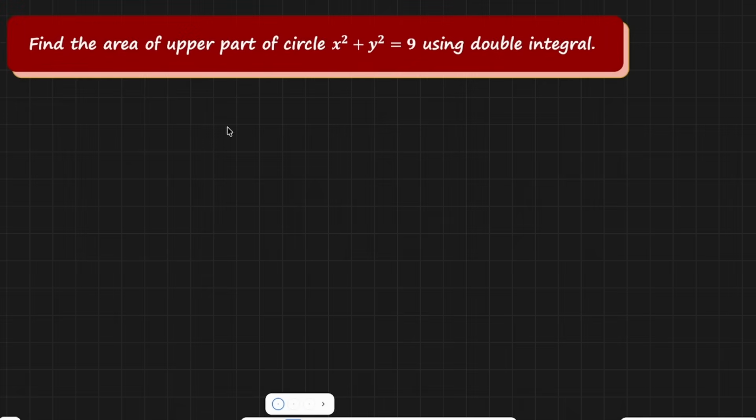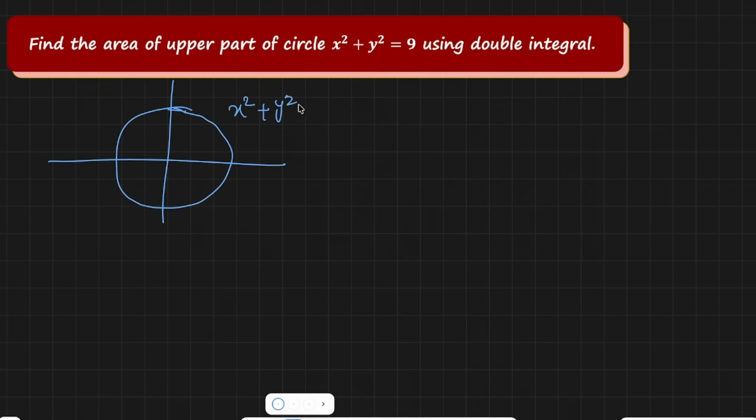Okay, now come to the next question. Find the area of the upper part of this circle. What do we mean by the upper part of this circle? Let's say this is your circle centered at the origin. Let me draw the circle. Anyway, it is not perfect, but it is x square plus y square equals 9. The upper part means this region only.